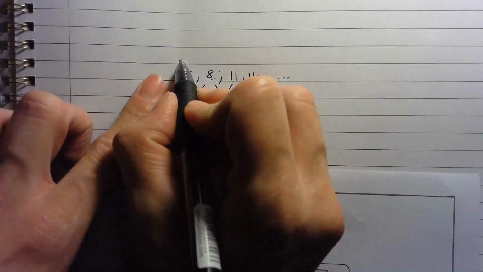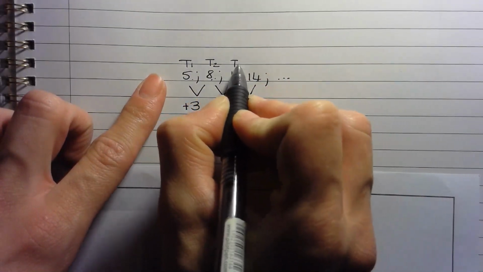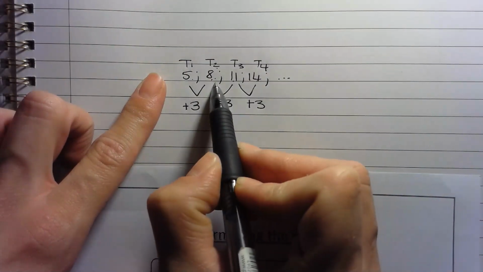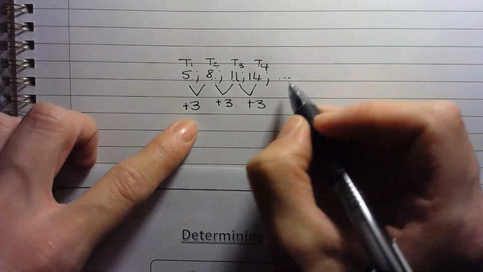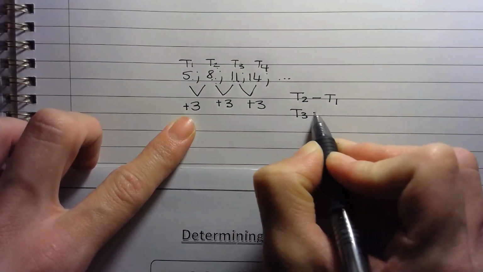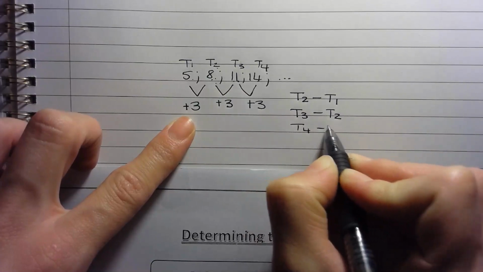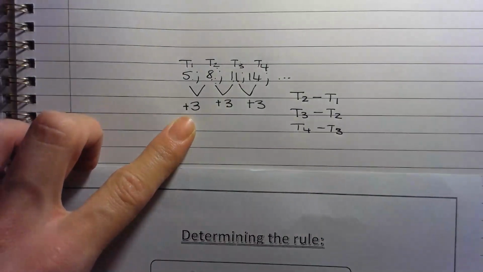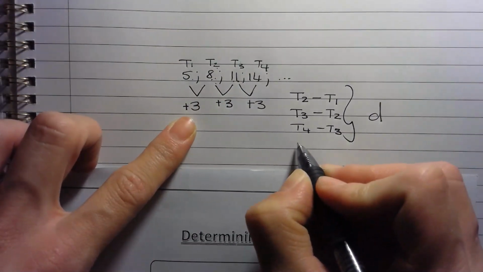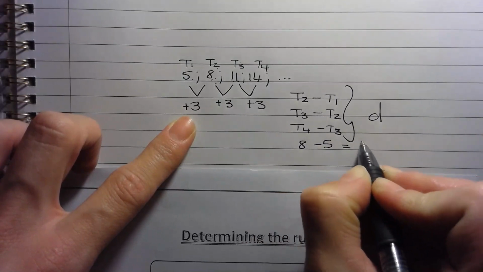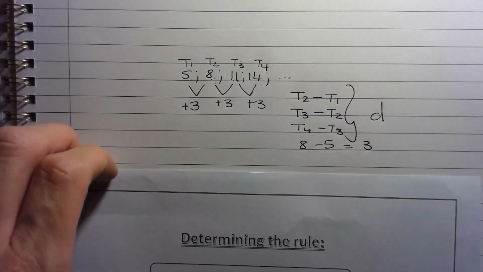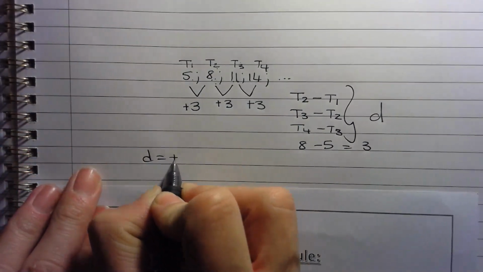If you're not sure, I'm going to label these T1, T2, T3, T4. So T2 is term 2, T3 term 3. You can say term 2 minus term 1, or term 3 minus term 2, or term 4 minus term 3. Any one after minus the one before will give you your constant difference. For example, 8 minus 5 gives me 3 as my difference. That's T2 minus T1. So now we have our constant difference of positive 3.